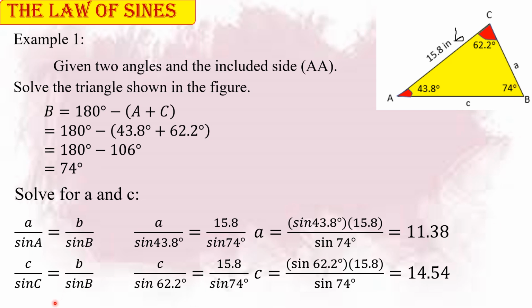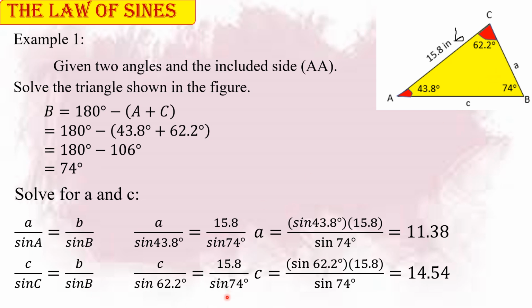So, ang gagamitin natin is B. Si B muna. So, magiging, ayan, C over sin C is equal to B over sin B. And then, sasubstitute nyo lang yung mga values. So, C over sin C natin, si sin C natin is 62.2 degrees is equal to B or side B which is 15.8 inches and then over sin B natin, ayan, 74 degrees.